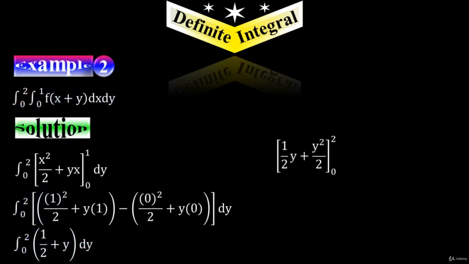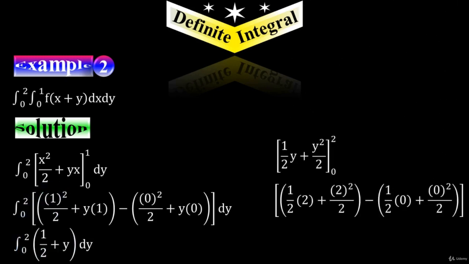After integration we have 1 over 2y plus y squared over 2. Put the limit from 0 to 2, and upper limit is 2 and our lower limit is 0. Now remember again here, since we have differentiated this with respect to y, you must put the value of limit in the y variable. Solve it further and we got 3. This is our final answer.